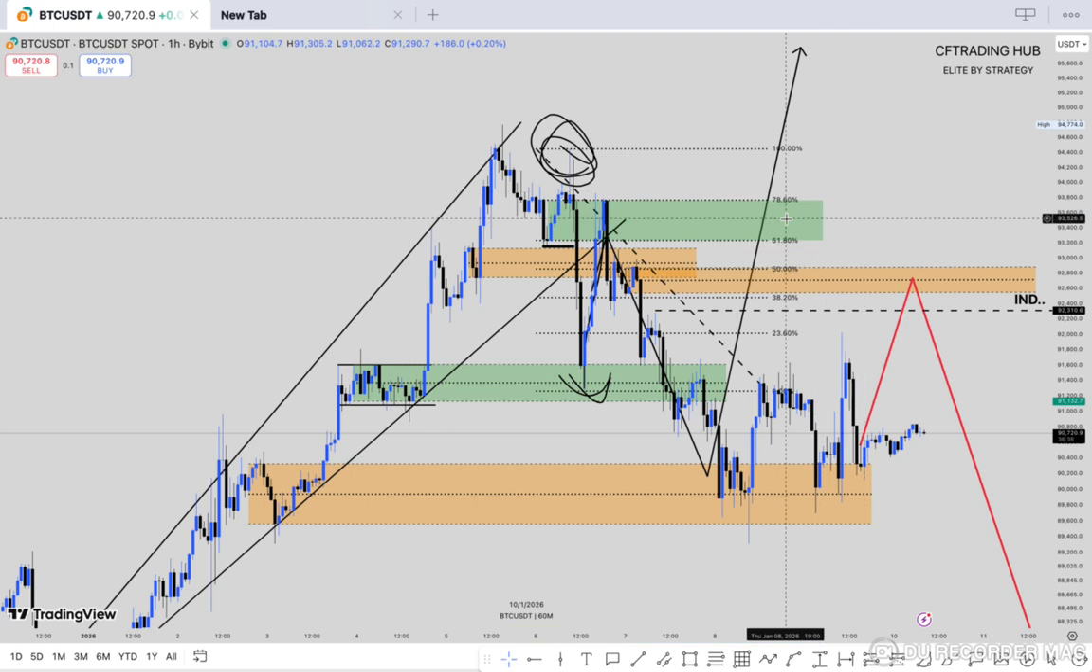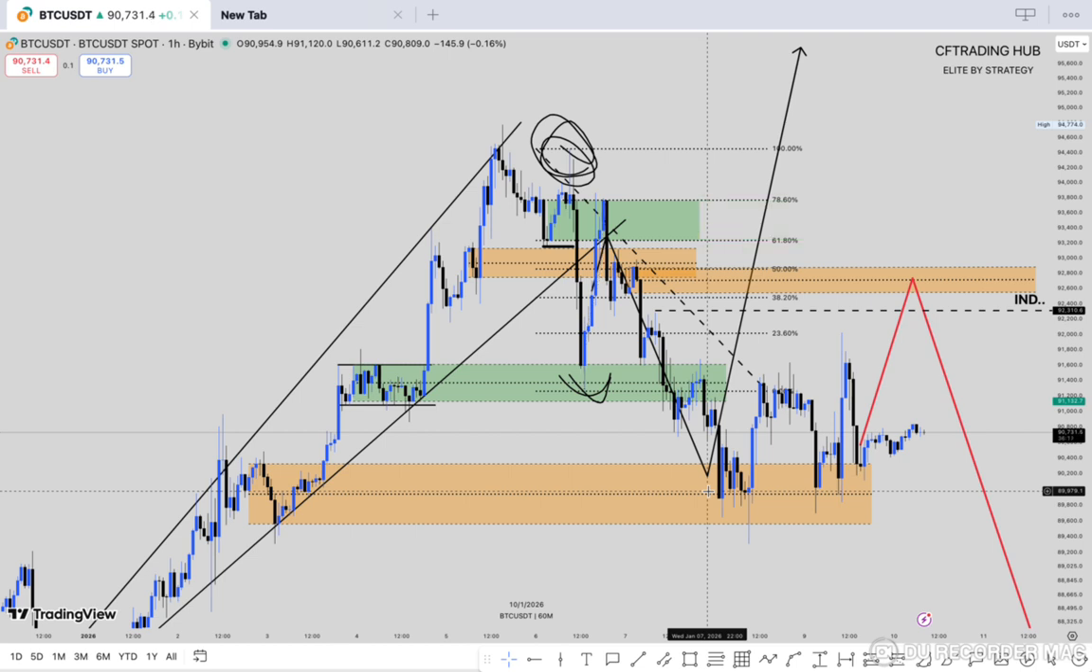After marking the zone out, what do you see happen? It respected that particular zone and did what? It started selling off. So that is the first example: it went into the OTE level, filled the OTE level, and started selling off.